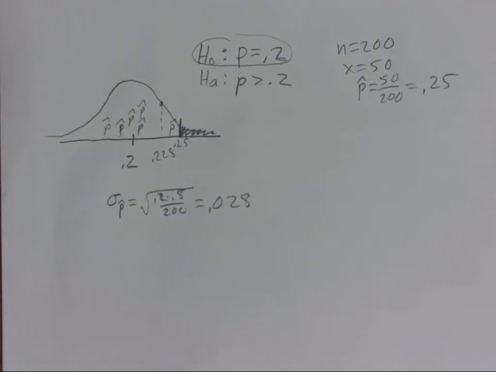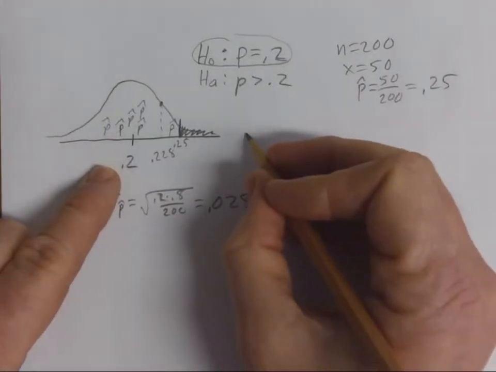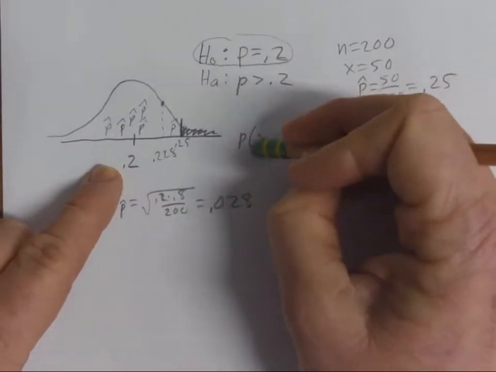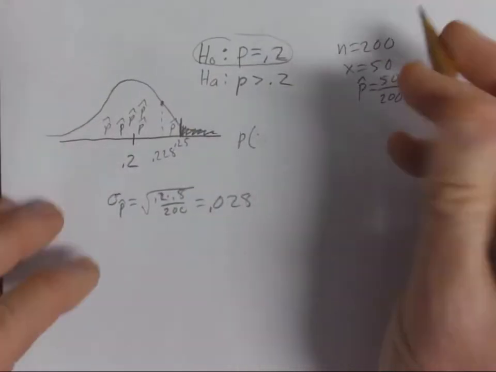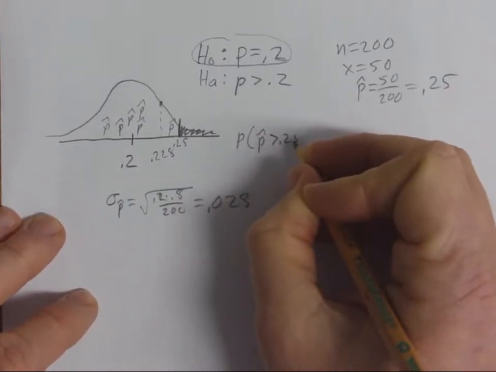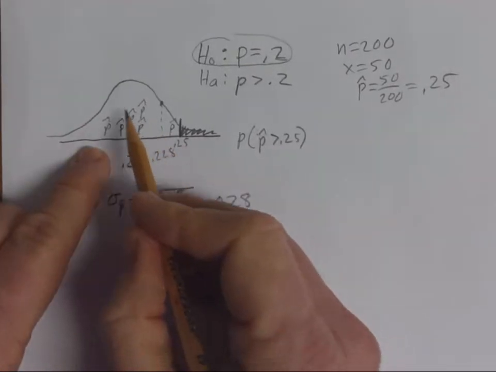And so the question we're going to answer is, given this 0.2 figure is correct, what is the probability that we will get, I almost put an x bar, this is a p hat. Of course, x bar is going to be later in the chapter. P hat is greater than 0.25. What's the probability our p hat is going to be greater than 0.25 if you were to randomly select one of these p hats?